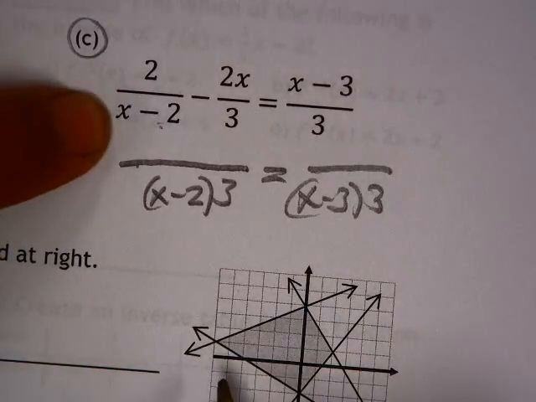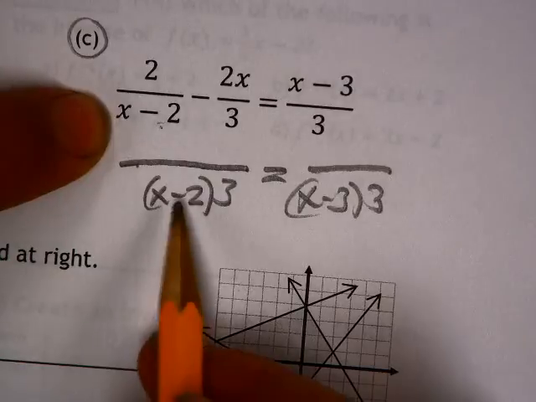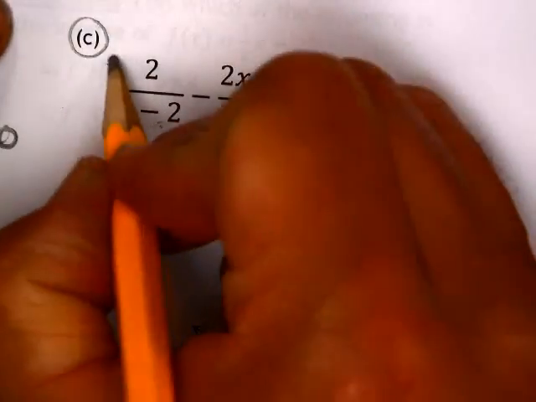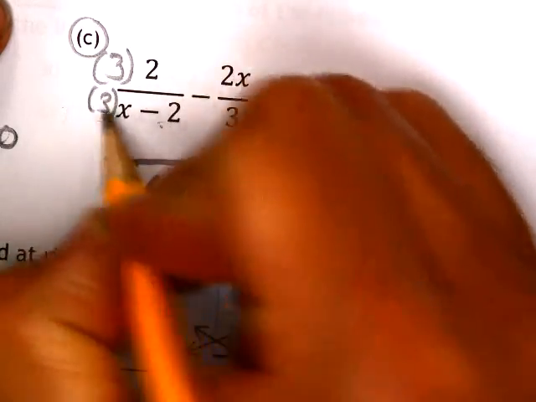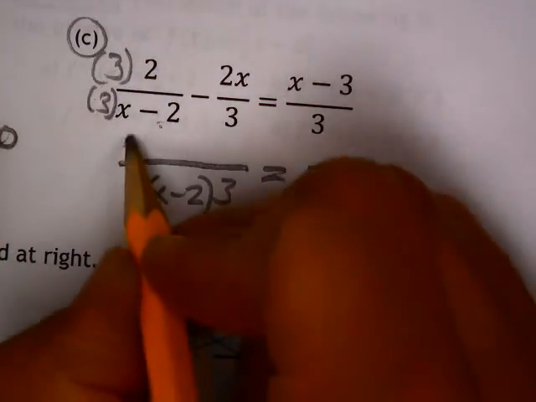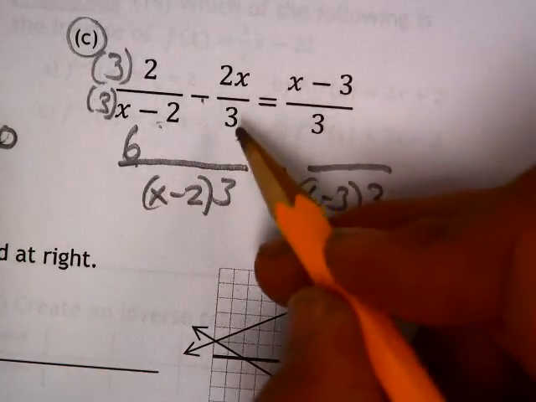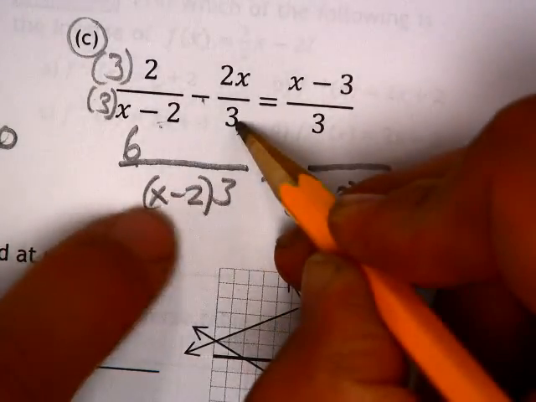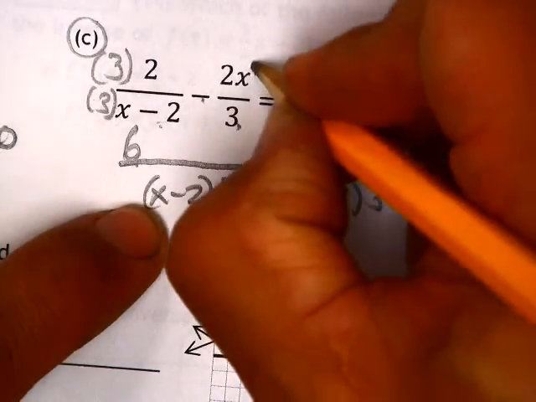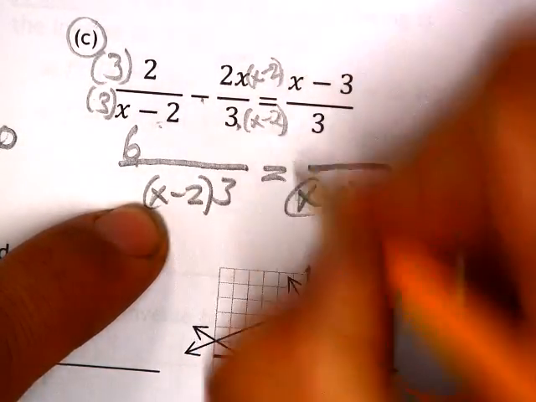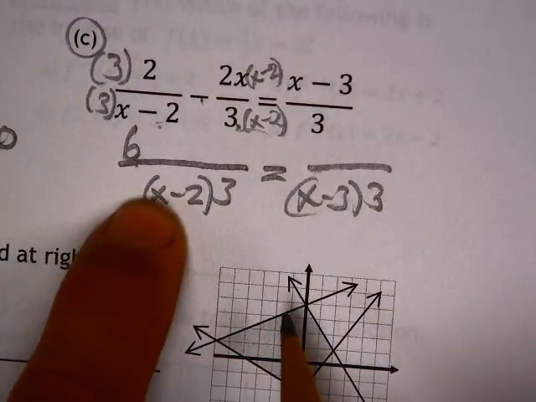So when I look up here at this first fraction, what is it missing in the denominator? It's missing a 3. So I have to multiply top and bottom by 3. 3 times 2 is 6. Watch out for that minus sign. What is this fraction missing? It's missing the x minus 2. So I have to do x minus 2 and x minus 2 right here. I don't have to worry about that. It's just going to be here.